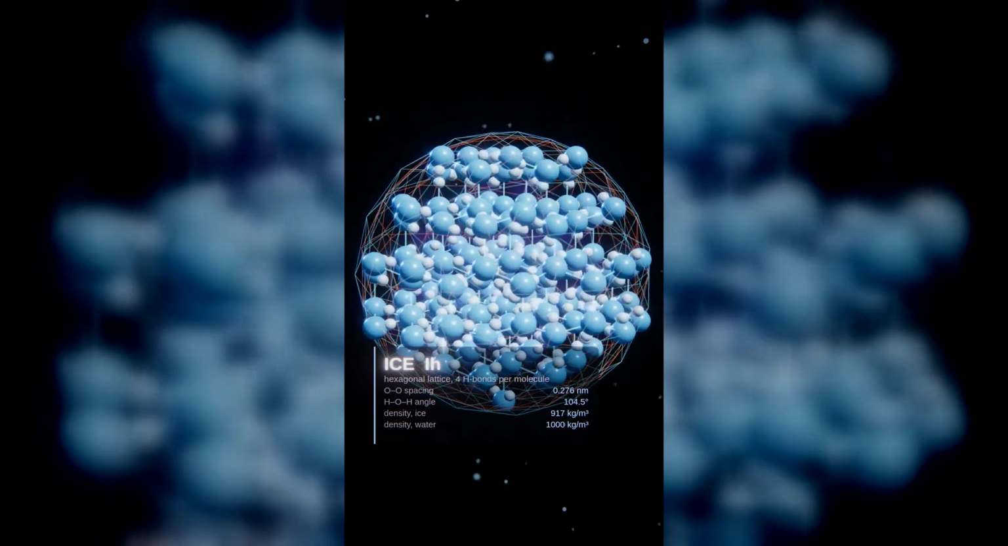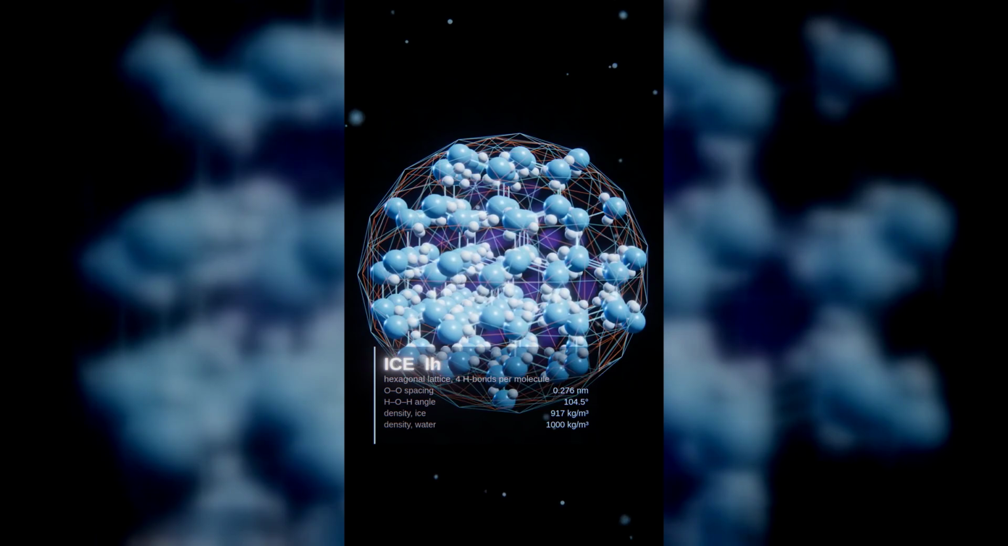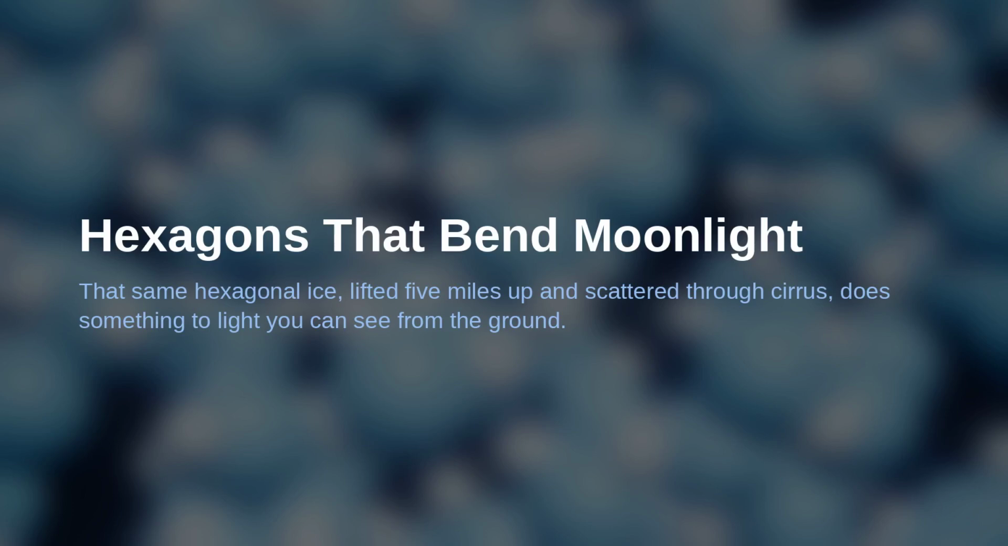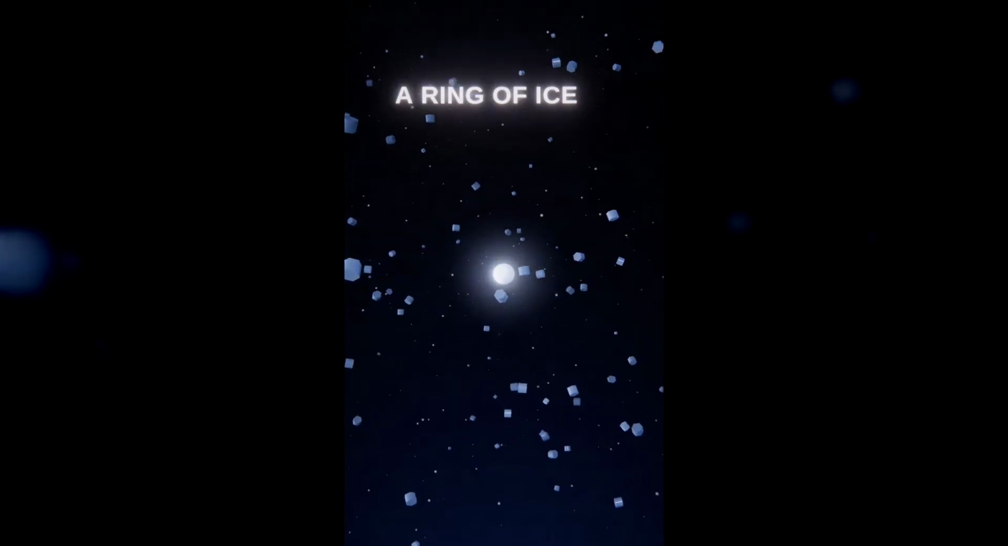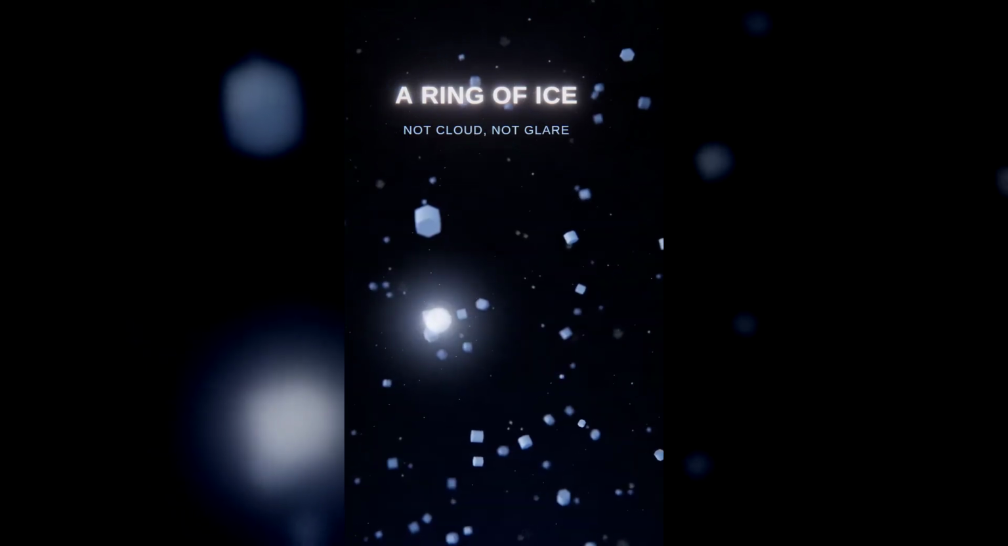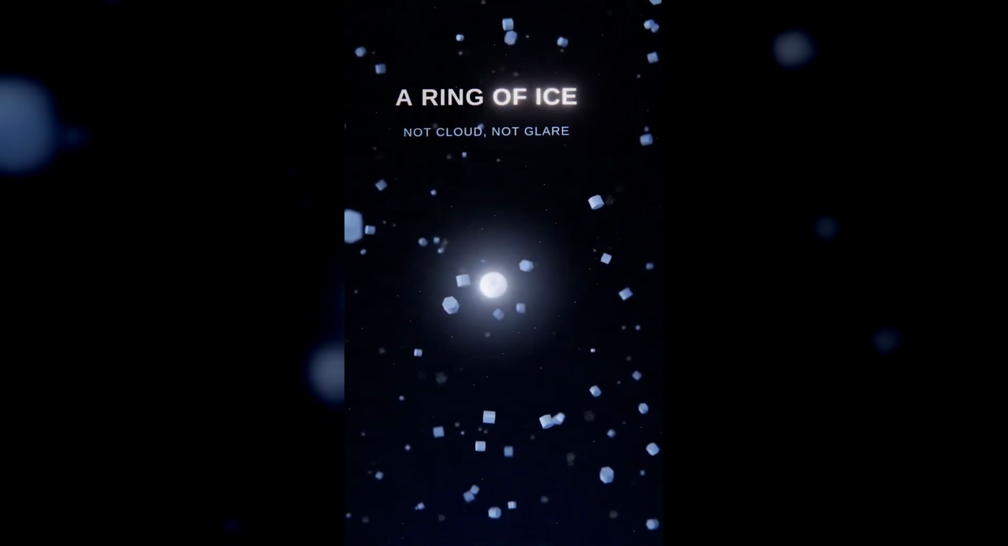So ice rises. A lake freezes from the top down, and the lid it grows keeps the water beneath it alive all winter. That same hexagonal ice, lifted 5 miles up and scattered through cirrus, does something to light you can see from the ground. That ring around the moon is not cloud, and it is not glare on your lens. It is millions of ice crystals, each one bending moonlight the same way.